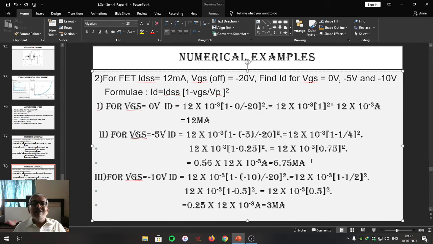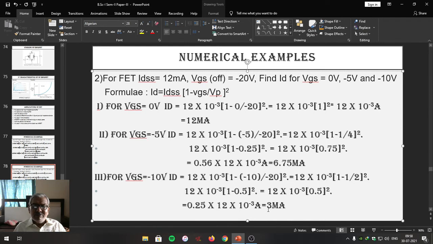This is second calculation. Another calculation we have to do for VGS equal to minus 10 volt. So for VGS equal to minus 10 volt, again use the same formula. ID is equal to 12 into 10 raised to minus 3 into bracket 1 minus 10 upon minus 20, that is 1 upon 2. So 12 into 10 raised to minus 3 into bracket 1 minus 1 upon 2 bracket square. 1 upon 2 means 0.5. So 12 into 10 raised to minus 3 into bracket 1 minus 0.5. 1 minus 0.5 is 0.5, so its square is 0.25. So 0.25 into 12 into 10 raised to minus 3. That comes to be 3 milliampere.